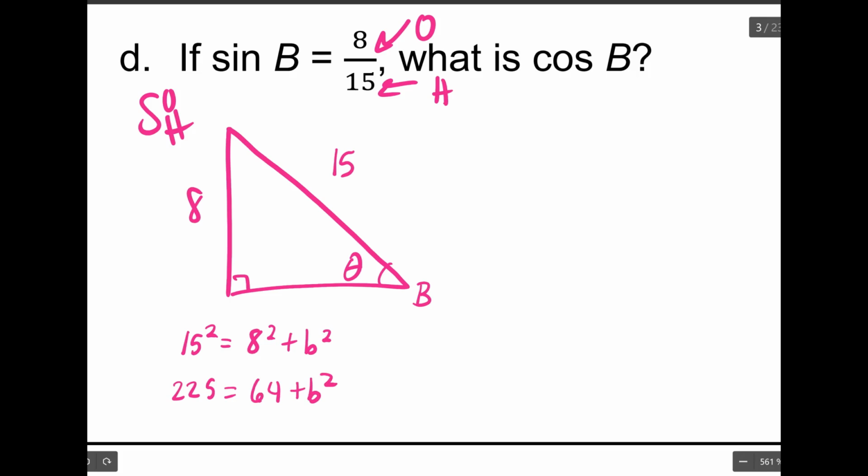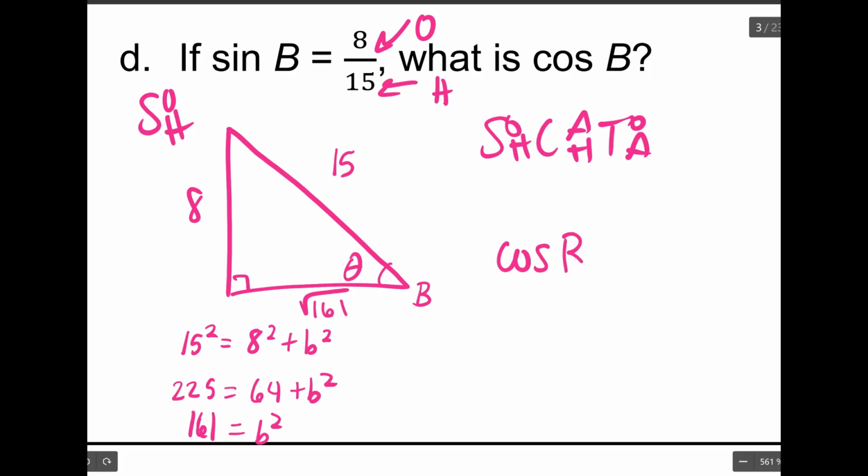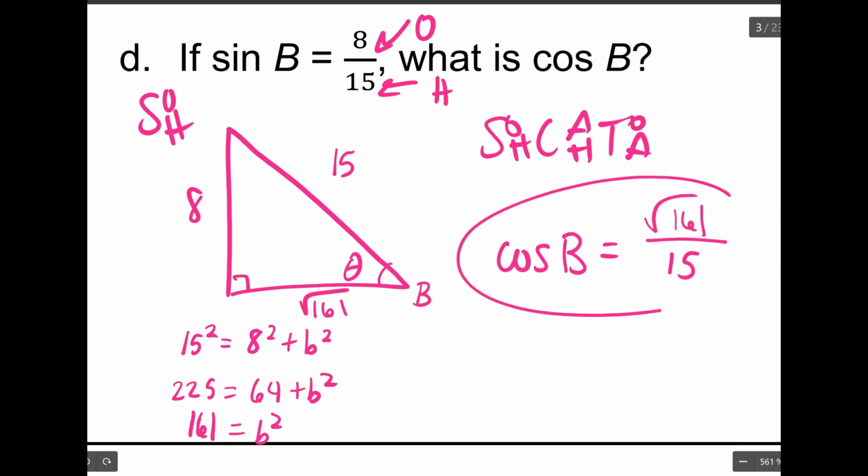Is this what you got so far? Perfecto. All right, 225 minus 64. 161. Does anything go into 161? No. Okay, so it's just going to be root 161. So if I'm wanting cosine, SOH CAH TOA. Cosine b is adjacent, root 161, over hypotenuse 15.